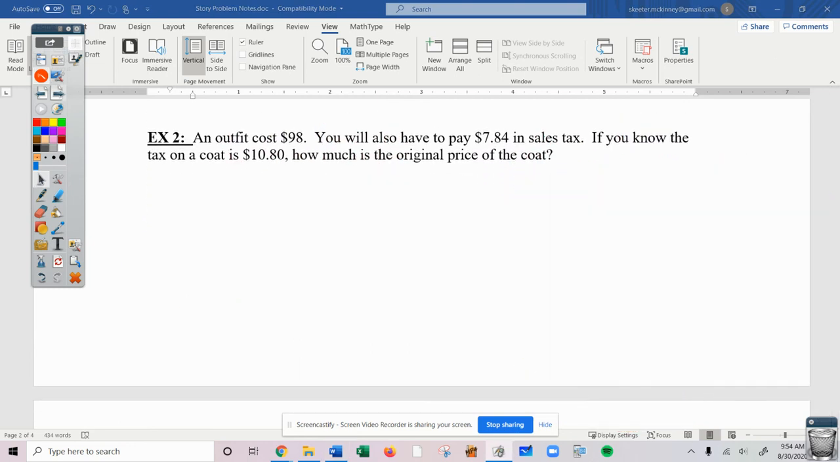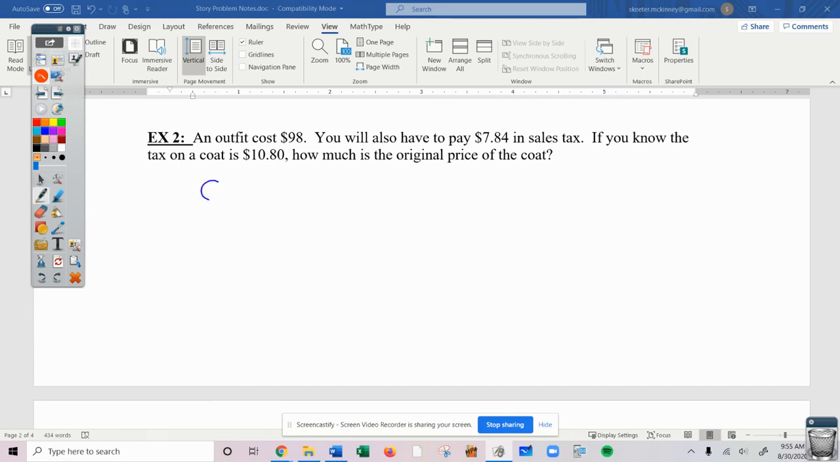Now, comparison problems don't always look quite as obvious. Okay, it's not a taekwondo or karate type of situation. So in this one, an outfit costs $98. You will also have to pay $7.84 in sales tax. Okay, if we know that the tax on a coat is $10.80, how much is the original price of the coat? Oof, right?